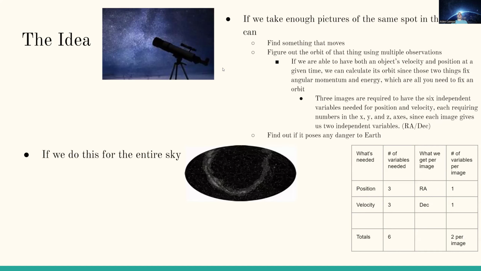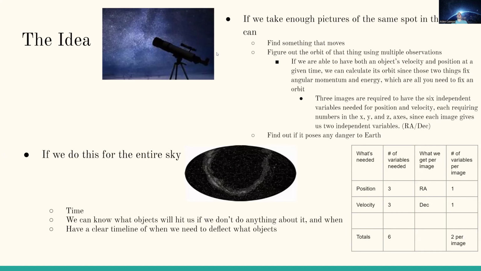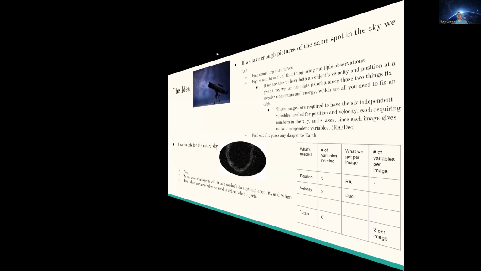The end game is if we can do this for the entire sky, and it also might not take long. We need about 3 nights to do a certain patch of sky, which is not too long. We can know what objects are going to hit us and when, assuming we don't do anything, and then we know what we need to do by when.